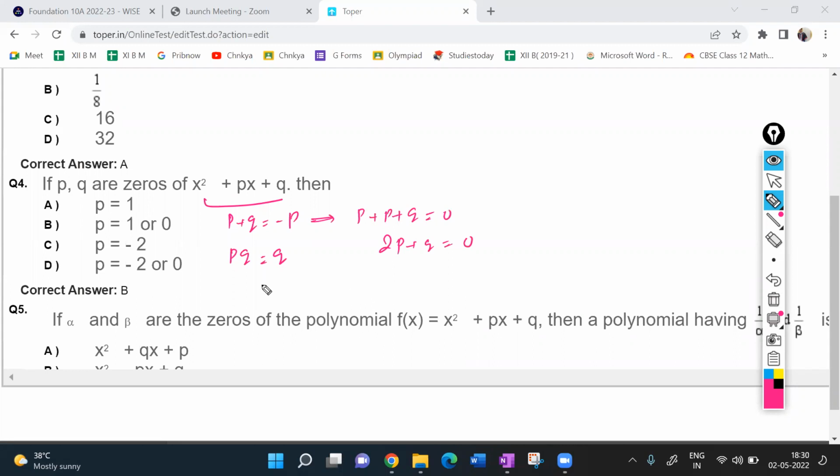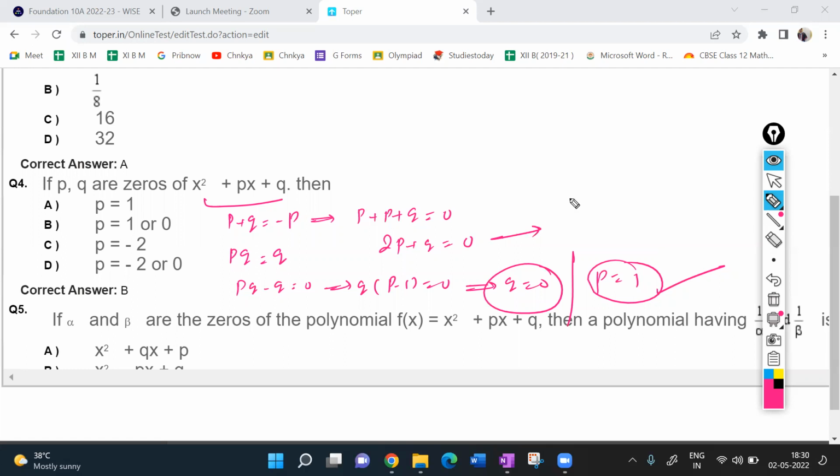Now look at this here. I have PQ minus Q is equal to 0. Taking Q common, Q times P minus 1 is equal to 0. So Q is equal to 0 here, or P is equal to 1. Correct? P is equal to 1, isn't it, guys? So P value 1 I got. Substitute here again: 2 times 1 plus Q is equal to 0. So Q value is what? Minus 2. Q value minus 2 I got.